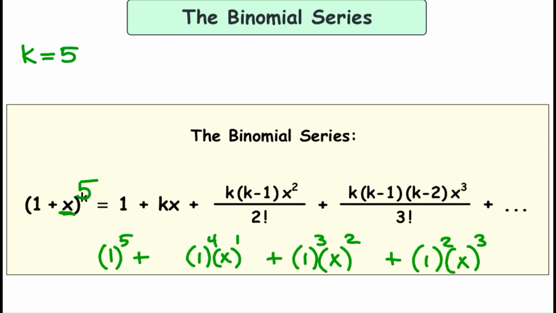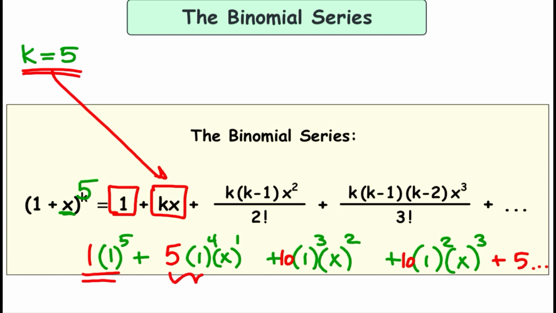Since we're in the 5th row of Pascal's triangle, that's 1, 5, 10, 10, 5, 1, and so forth. You kind of get the idea. But look what's happening here. This 1 is right here. This kx makes sense, because remember, k is 5, so this should come out to 5x, and it does. This next one is 10x squared, and that makes sense because here's your x squared.